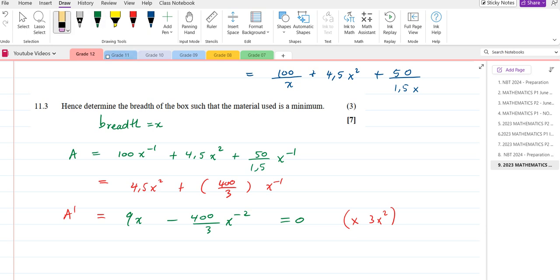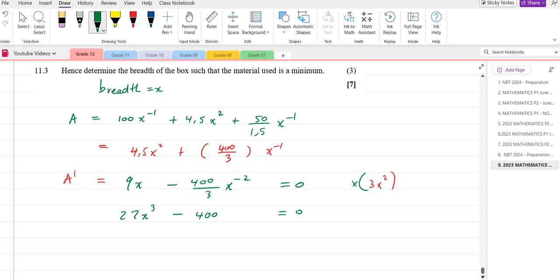Why are we multiplying by 3x squared? So the denominator 3 cancels out here, and that x to the power minus 2 also cancels out with x squared. Right, so 9 times 3 is 27, x times x squared is x cubed, minus 400 is equal to 0, right? Because 3 and 3 cancel out, and x to the power minus 2 times x to the power 2, add the powers, you get x to the power 0, which is 1. So x cubed is equal to 400 over 27, right?